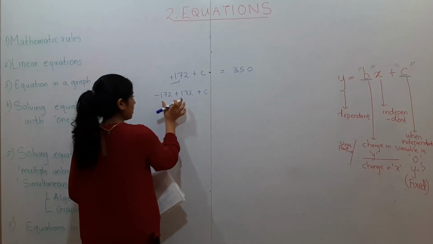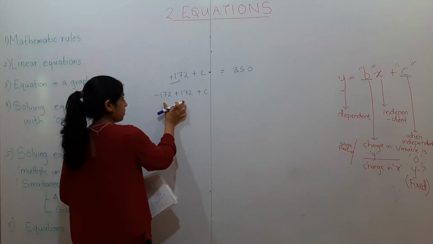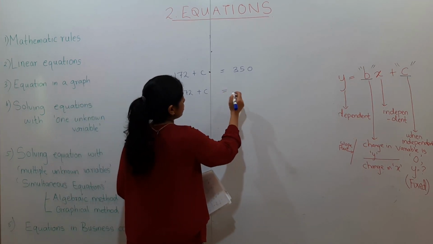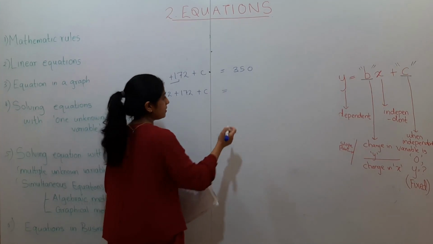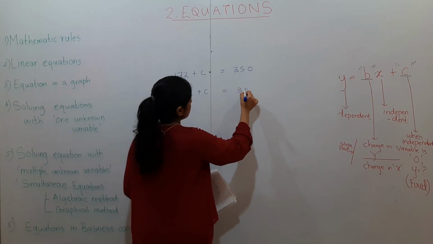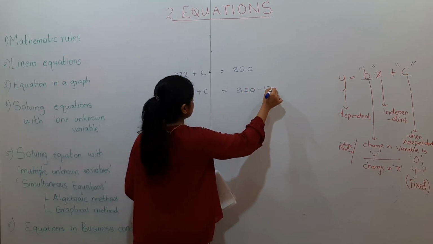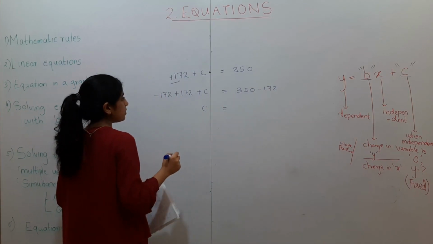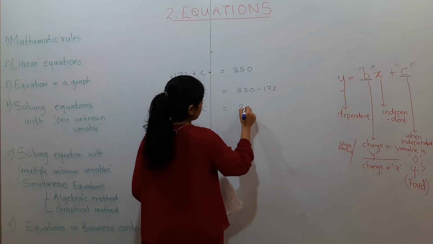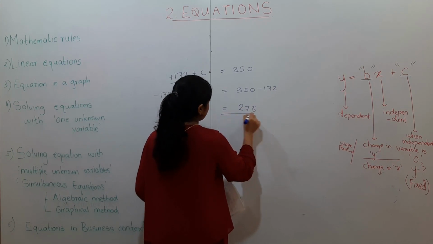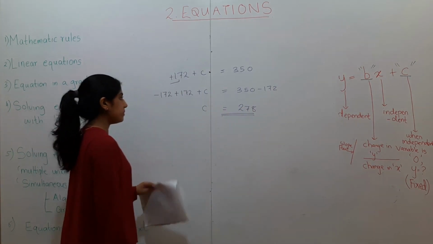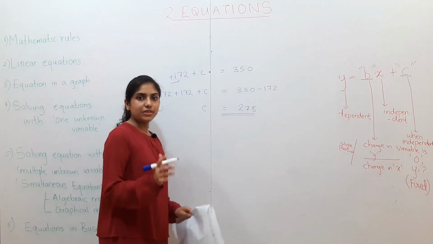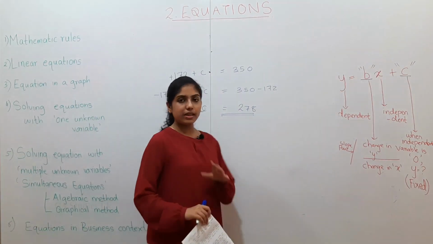If one action is taken on one side of the equation, the same action must be taken on the other side of the equation, which is 350 minus 172. C equals, therefore, 350 minus 172, which is 278. That's how you find unknown variables of which there is only one.